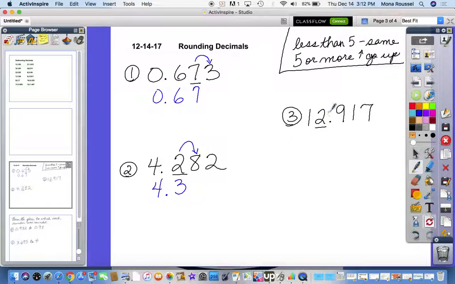In number 3, we're rounding the 2, which is right in front of the decimal. That is the ones place, so we're rounding to the nearest 1 or to the nearest whole number. If we look behind the 2, there's a 9. The 9 by rule is 5 or more, so it's going to tell us we're going to round the 2 up to a 3, and our answer will be 13. When we're rounding the whole number portion of a number, we do not need the decimal or the decimal places behind it, so our answer would simply be 13.